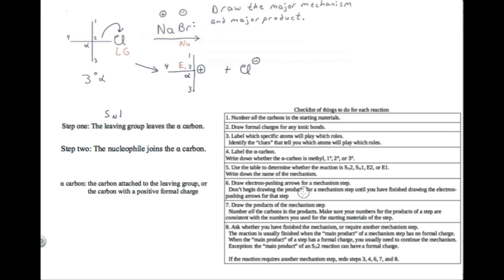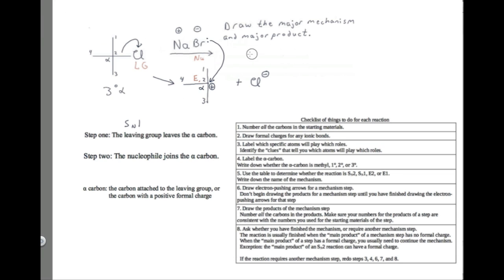Now we can draw our electron pushing arrows, now that we've labeled the roles, and we know that the arrows should go from the nucleophile, which is the electron donor, towards the electrophile, which is the electron receiver. We've seen that electrons should move away from the nucleophile towards the electrophile. So here's the correct electron pushing arrow to show the nucleophile joining the alpha carbon.